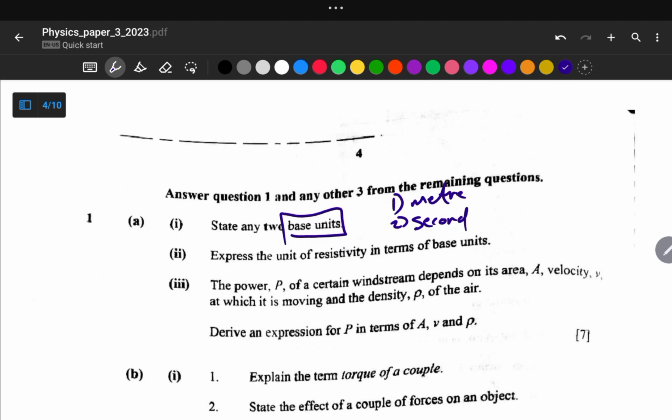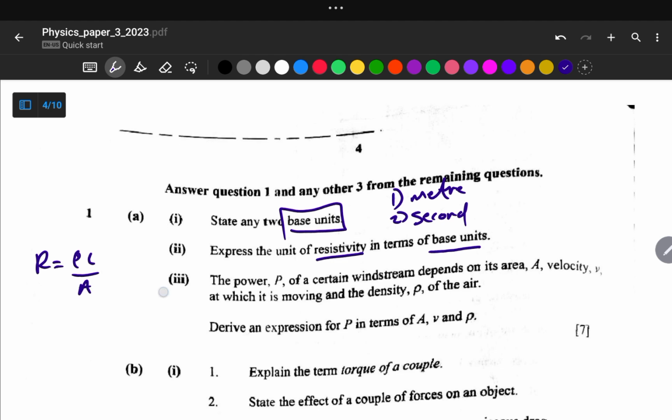Okay, so let us move on to the second part of the question, which requires us to express the unit of resistivity in terms of base units. So we have this equation that relates resistance, resistivity, length, and cross-sectional area. The equation is R equals rho L over A, where rho is the resistivity, L is length, A is cross-sectional area, and R is resistance.